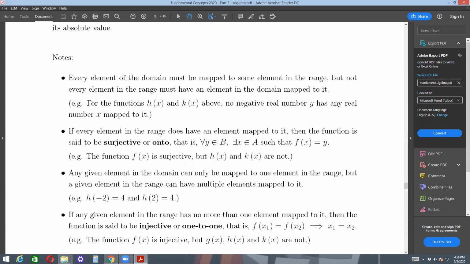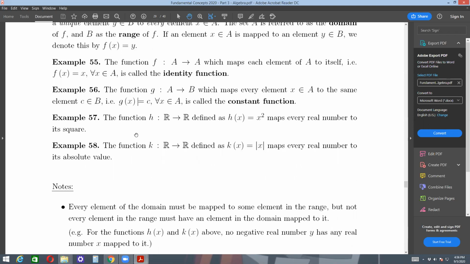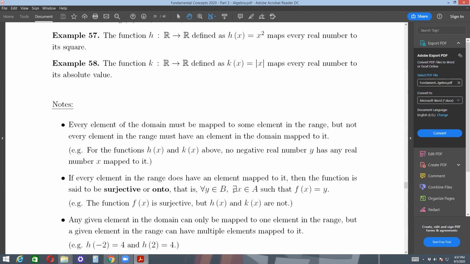Some things to note here. Every element of the domain must be mapped to some element in the range, but not every element in the range must have an element mapped to it. This is what I explained before. So I'll use f, g, h, and k defined here as examples to illustrate these points. So for h and k, the negative elements in the range don't have anything mapped to them, right? But for these, we don't already know what A and B are, so we can't really talk about those yet.